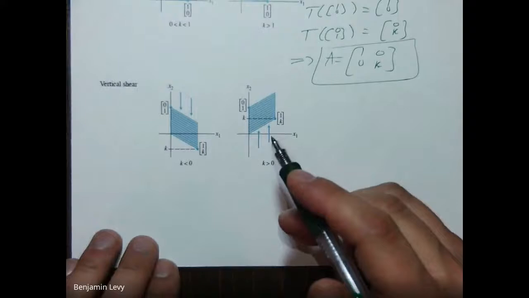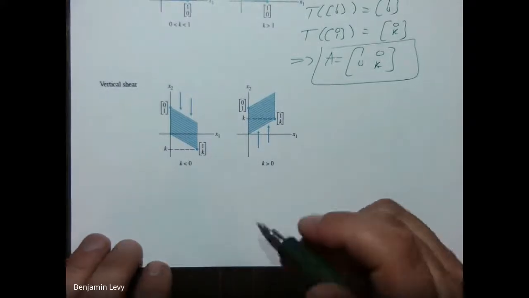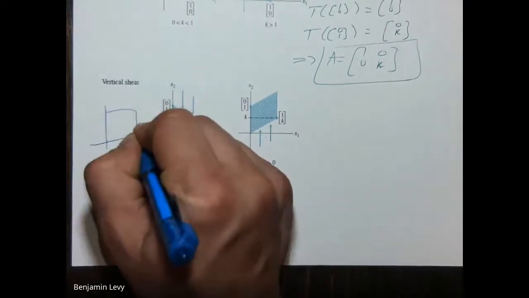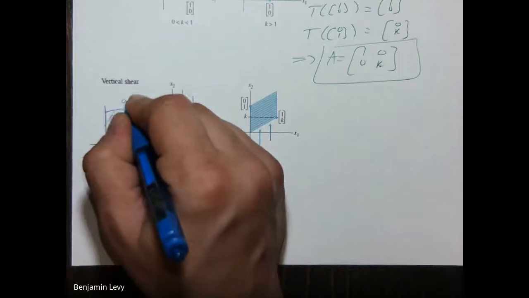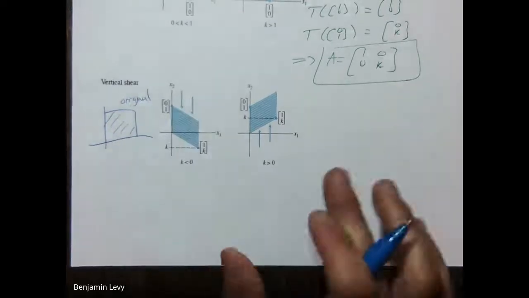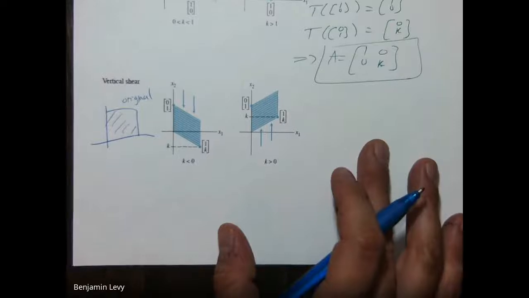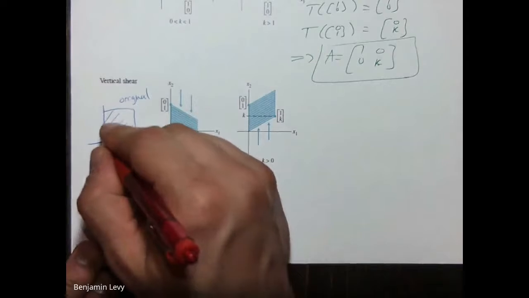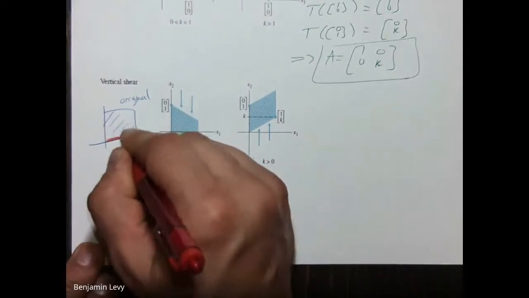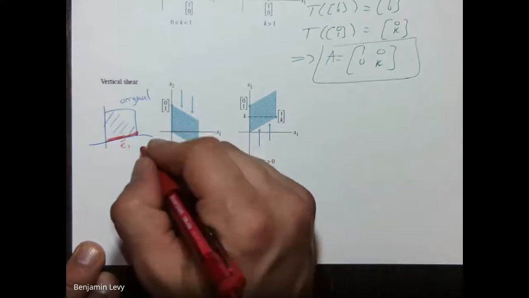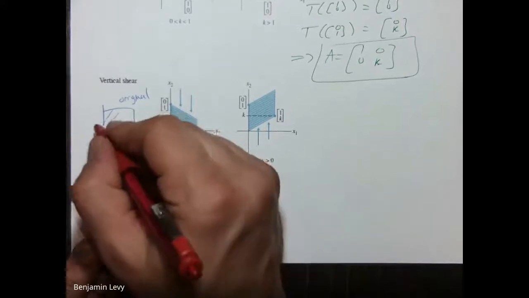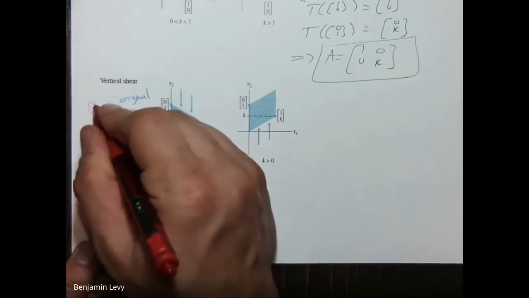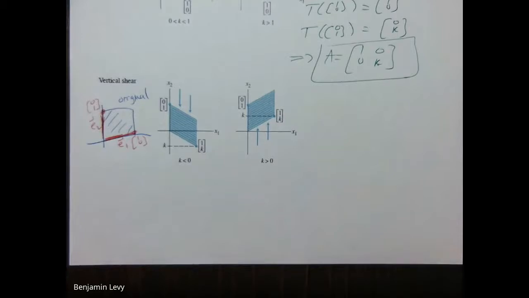And so if we're thinking about E1, E2, the original might be over here. And let's think about what happens to E1, E2. Well, E1 is 1, 0. So that's this vector right here. And E2 is 0, 1. So that's this vector right here. What happened to those two vectors?